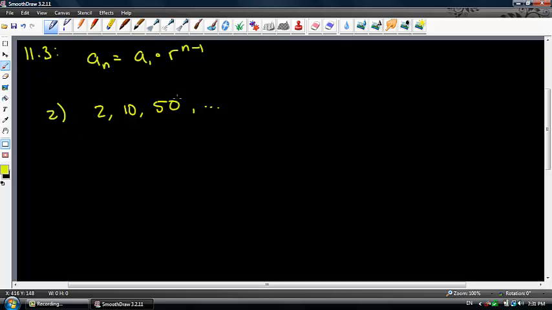From here, you should be able to identify the common ratio, because r is used in a geometric sequence. The common ratio is times 5. So the next 4 terms in the sequence: you'll be multiplying by 5 every single time. You're going to get some really large numbers.